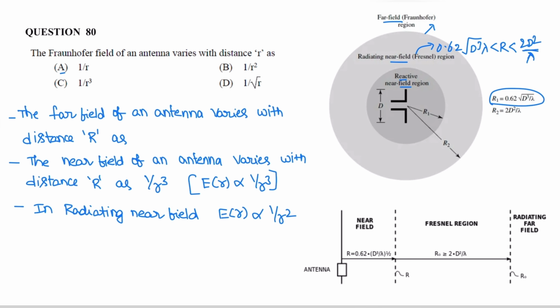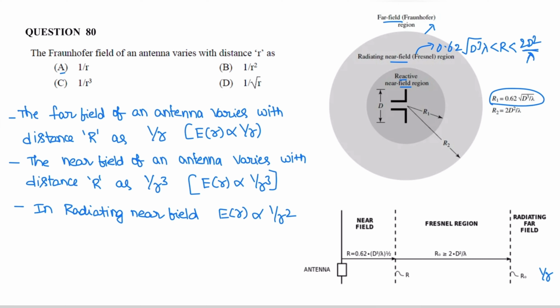In the far field region, the electric field of the antenna varies with the distance r as 1 by r. So the electric field at an angle at a distance r is inversely proportional to r in the far field region. So here it is 1 by r.